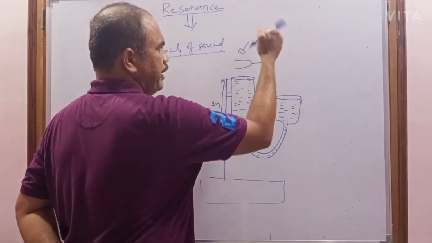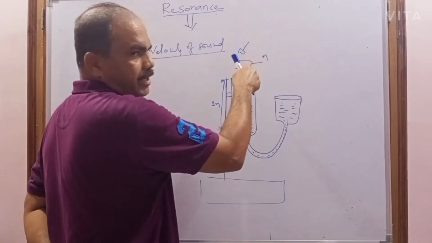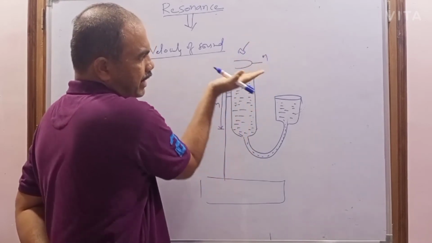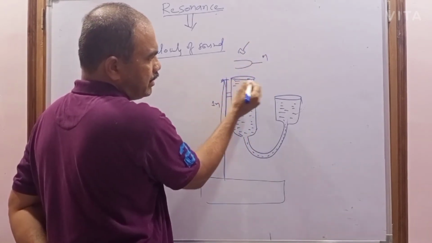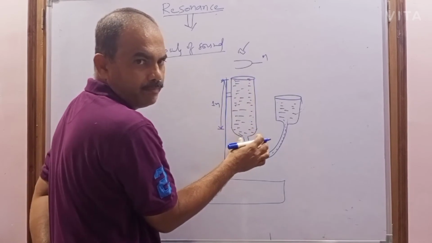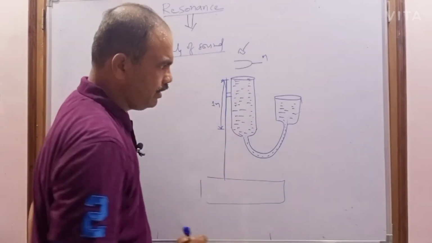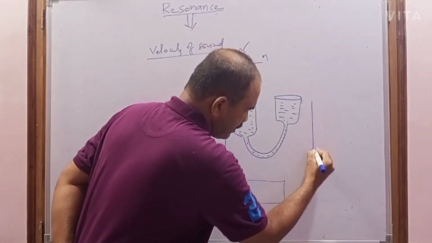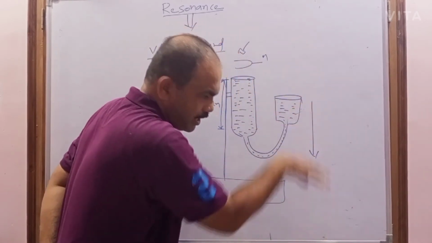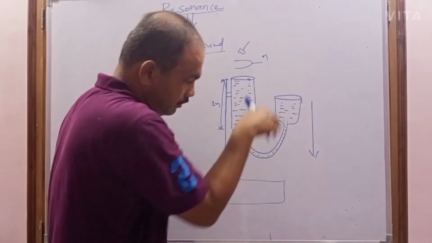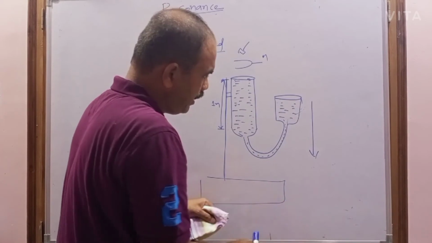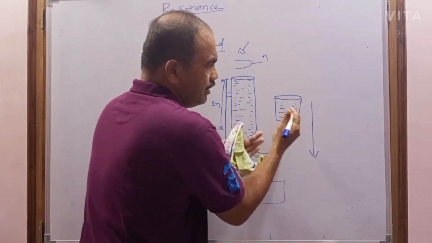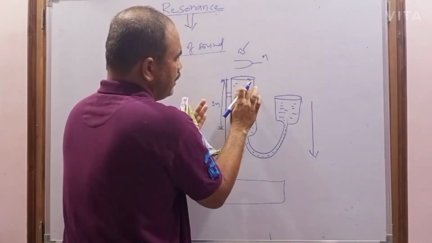I vibrate it with the help of a rubber hammer. The vibrating tuning fork is held horizontally at the open end of this closed pipe, and then I lower this reservoir. When I lower this reservoir, what happens?